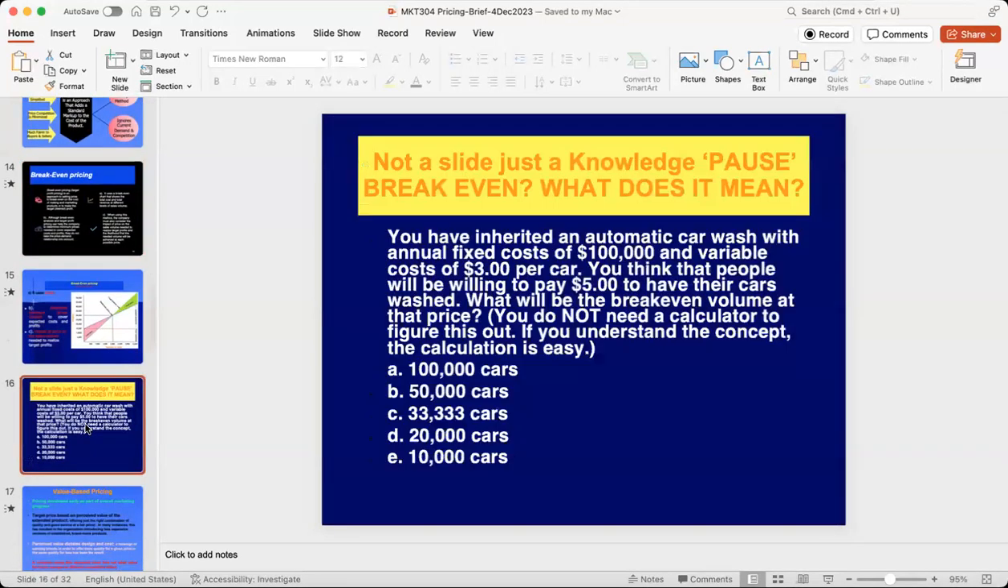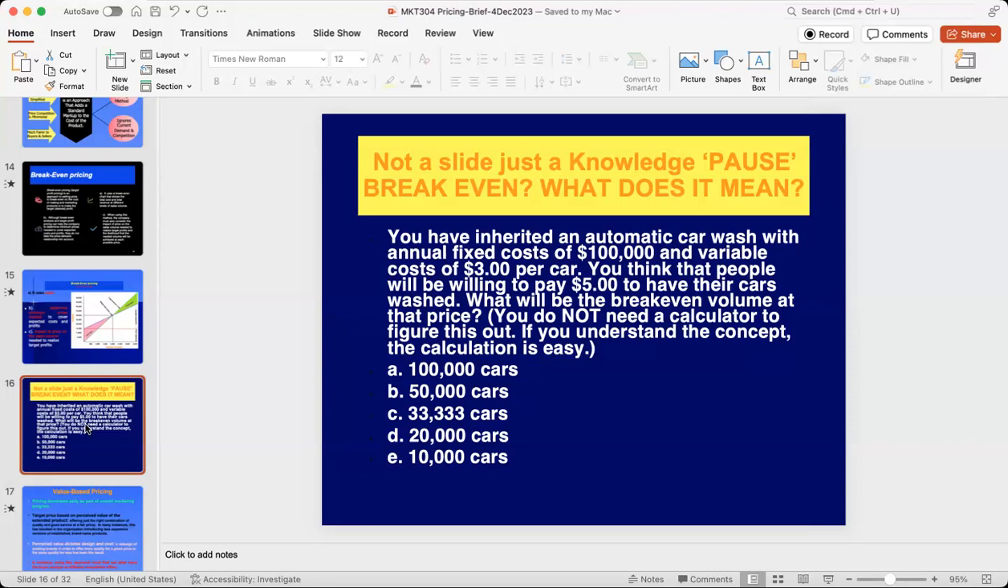So as a simple example, imagine you just inherited a car wash. And you know that running this car wash a year costs you $100,000 between the taxes, the water, the staff, the soap, the accessories, the electricity, and the licenses and all that. It costs you $100,000. You know that your customers are willing to pay $5.